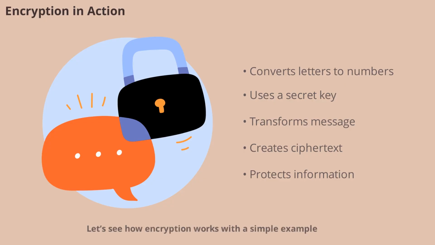Let's see how encryption works with a simple example. Suppose Alice wants to send the word hello to Bob. First, her computer converts each letter into a number. H equals 72, E equals 69, L equals 76, L equals 76, O equals 79. Next, a secret key is chosen, let's say it's 3. The rule is to add 3 to each number, resulting in 75, 72, 79, 79, 82. These numbers are then converted back into letters, forming the encrypted message KHOOR.